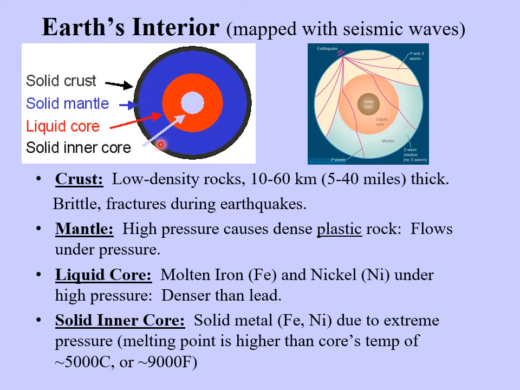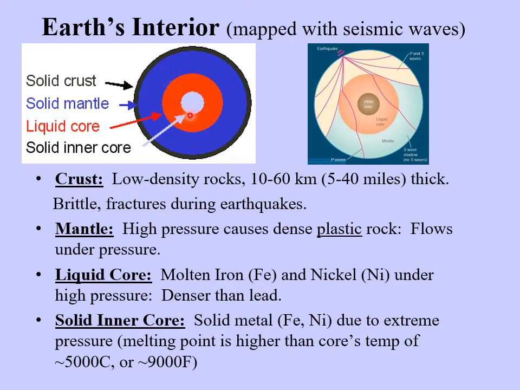So around the outside of the Earth is the solid crust of the Earth, which we live on. Underneath that, this blue region in the picture here is the mantle, which is rock, but it's under high pressure and high temperature, so the rock in this region can flow. It's almost sort of like a liquid.